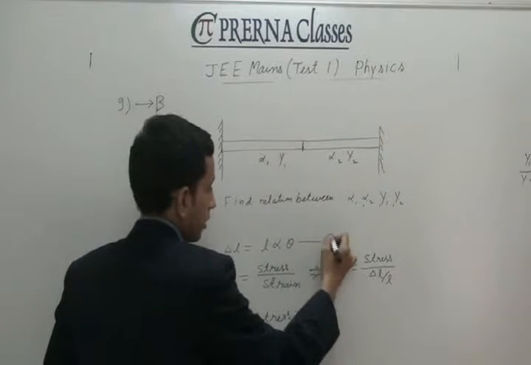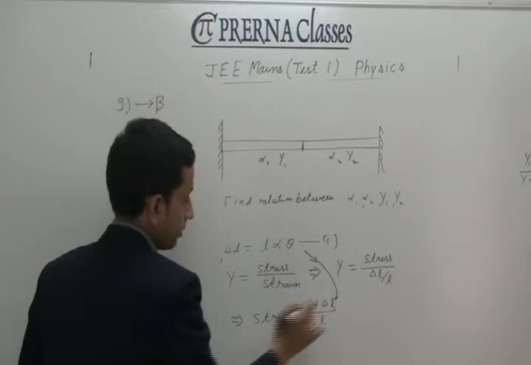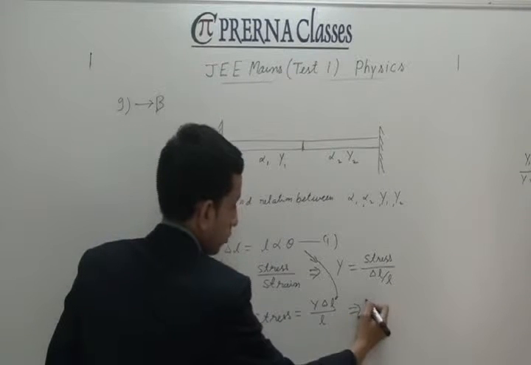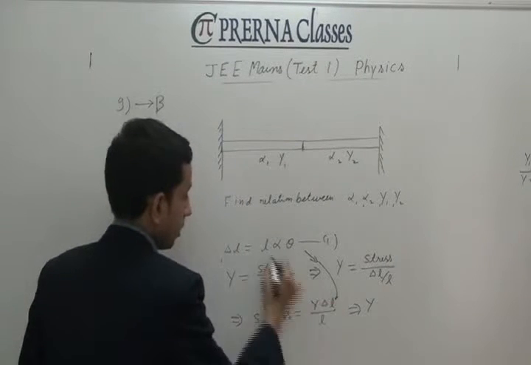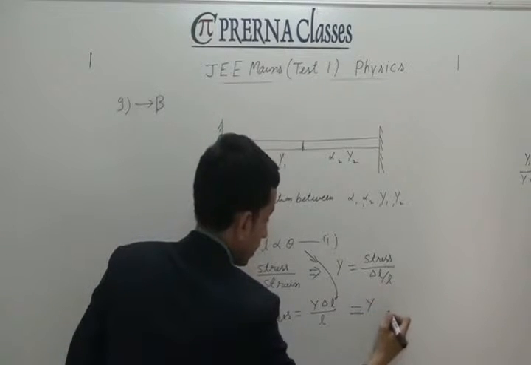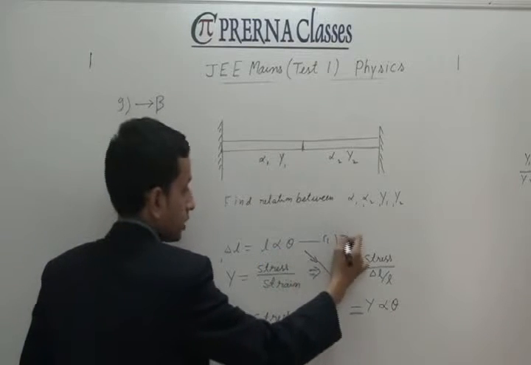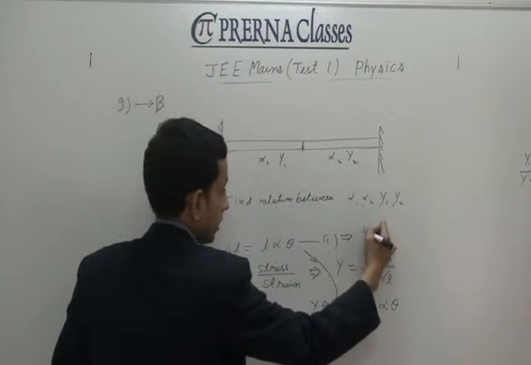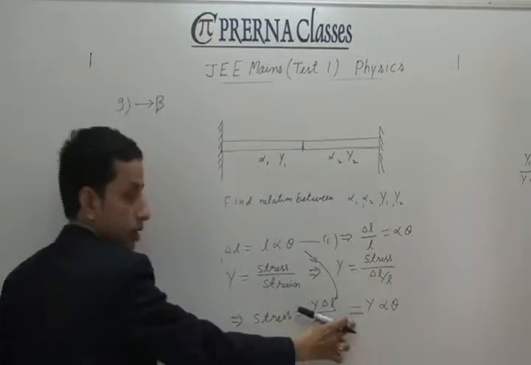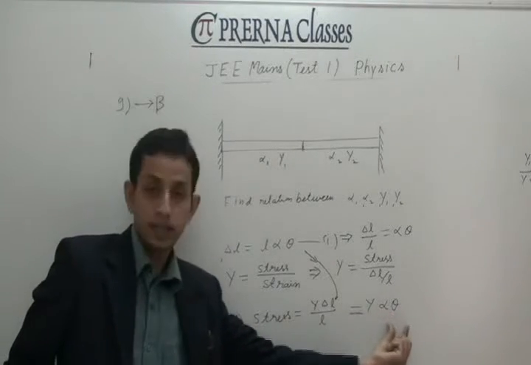From here, if we put the value, we can write Y, and delta L by L we can write as alpha theta. What we have done, from this equation we have taken delta L by L equal to alpha theta, and we have put here. So thermal stress in the rod will be Y alpha theta.